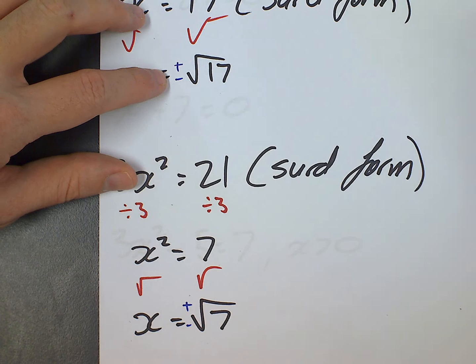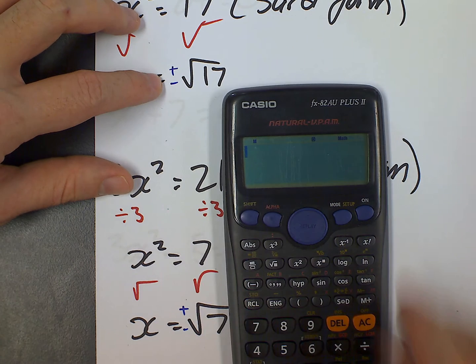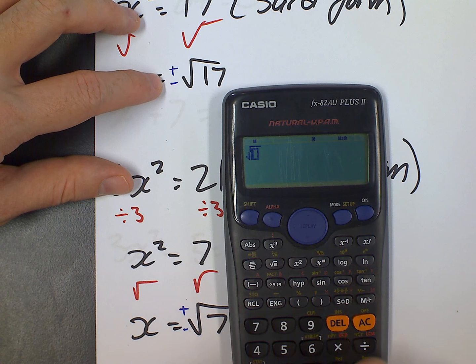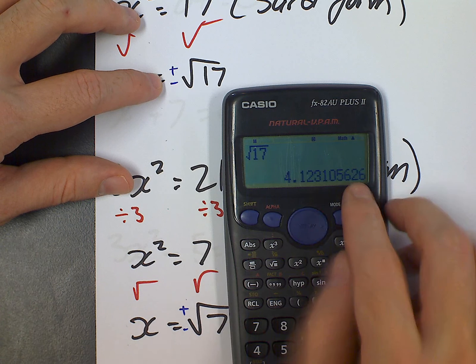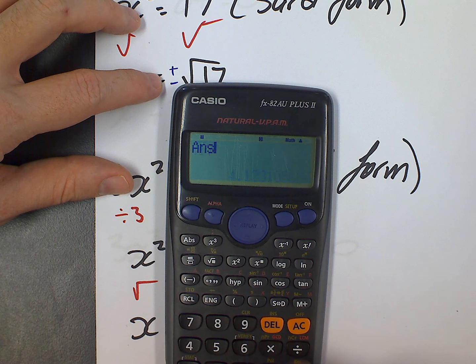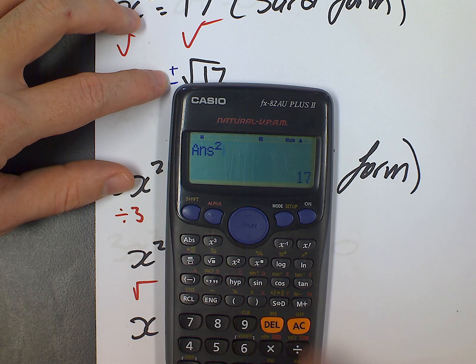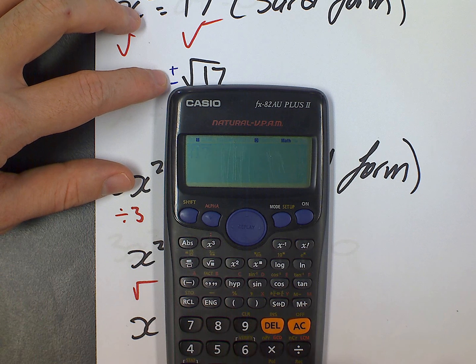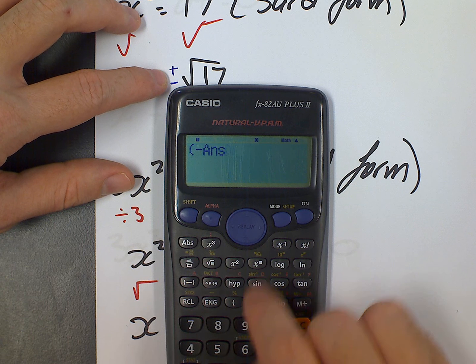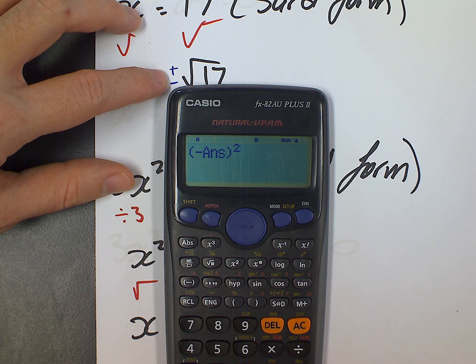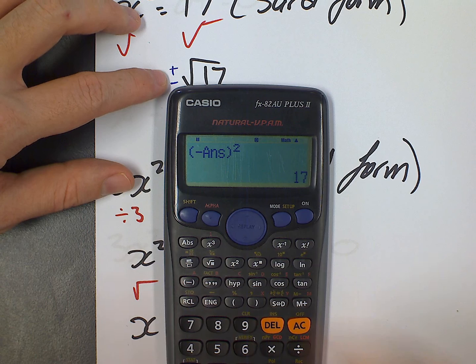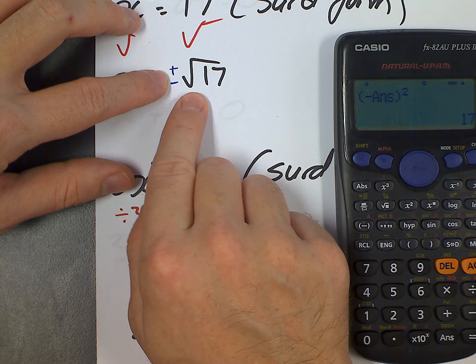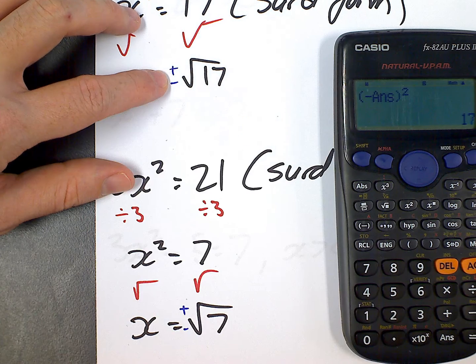Okay? So just to make sure, I'll do the 17 as well. The square root of 17 equals that. If we get that number, answer, and we square it, we should end up with 17. So that was the positive values. Now, square root of 17 again. Let's go bracket, negative answer, square. This should be positive 17 as well. And it is.